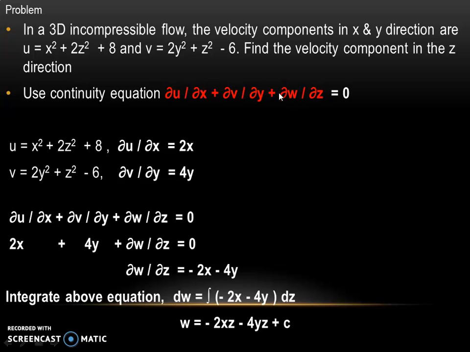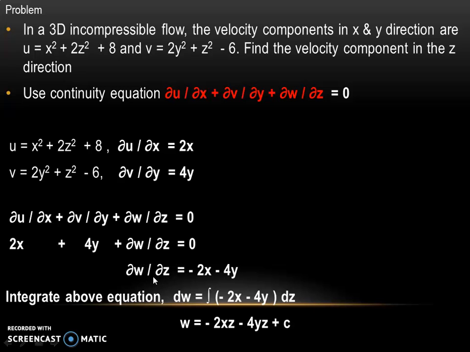And we will write dou w by dou z as it is. So dou u by dou x is 2x, dou v by dou y is 4y, and dou w by dou z is written as it is, which is equal to 0. Since we need to find out the velocity component along z direction, we will take the term dou w by dou z on the left hand side, and on the right hand side we will have minus 2x minus 4y.